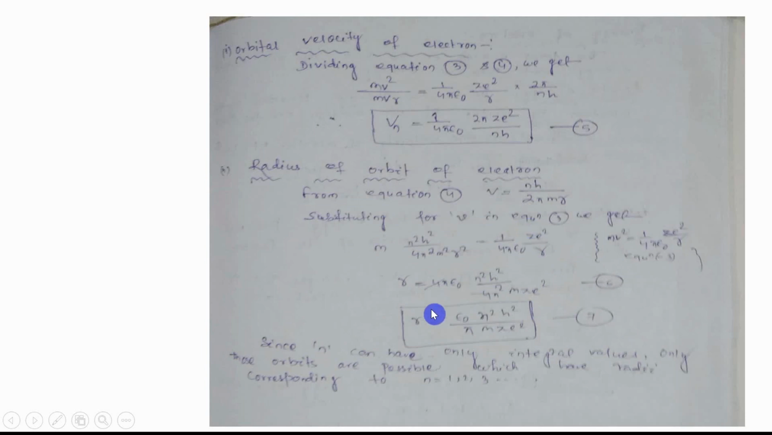And this r will be cancelled out, so r equals 4πε₀ n²h² by 4π²mZe². And simply 4 cancels, π also cancels, so finally r becomes ε₀n²h² divided by πmZe². This is the expression for the radius of the orbit where the electron revolves.